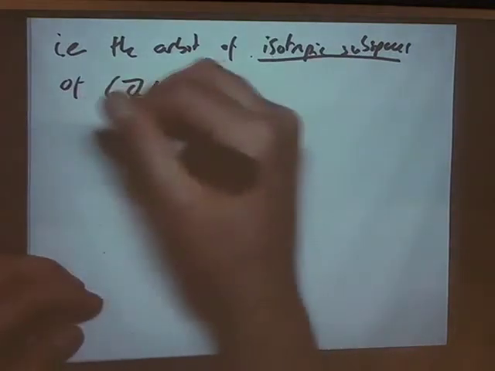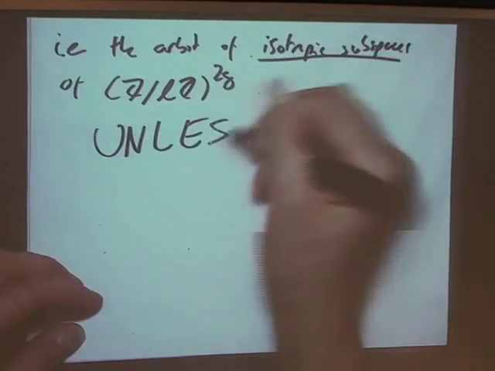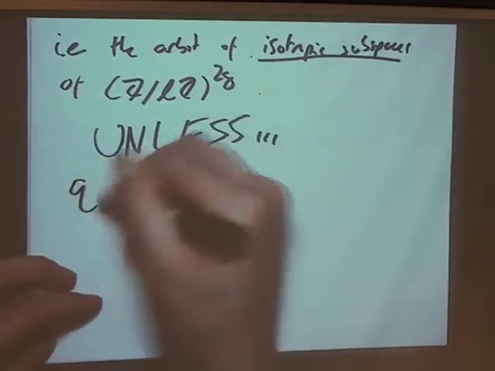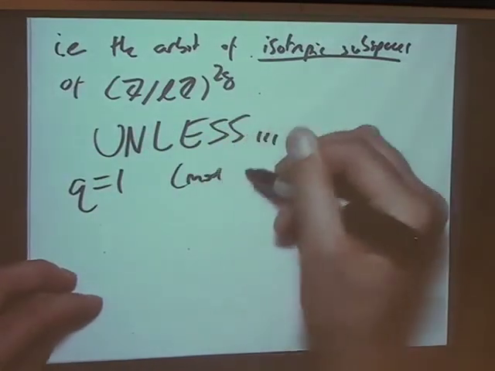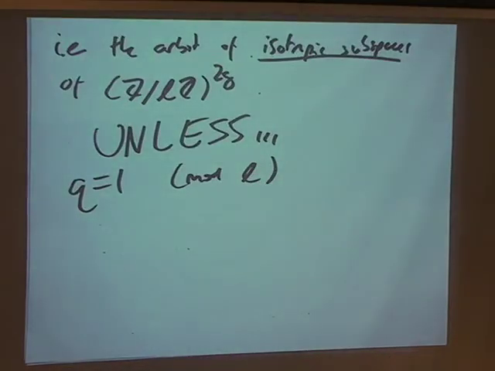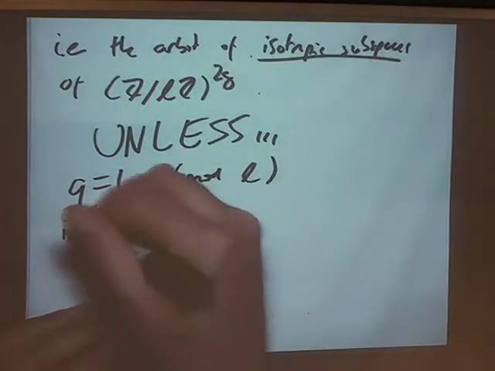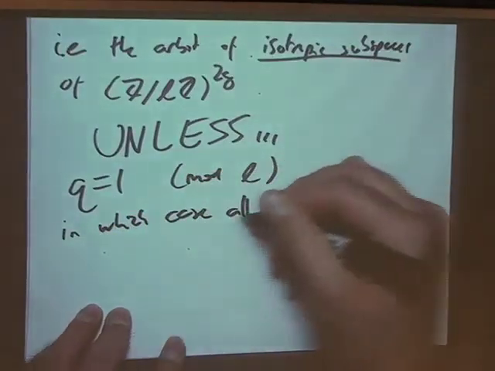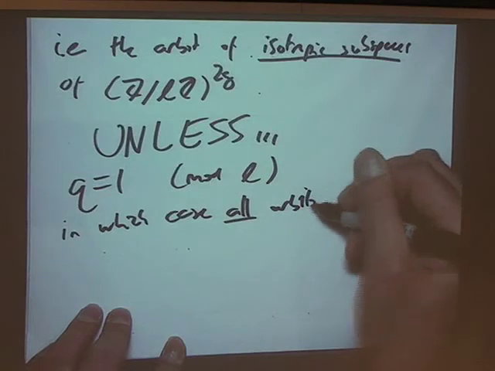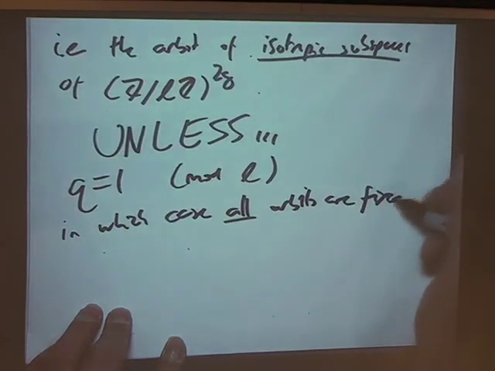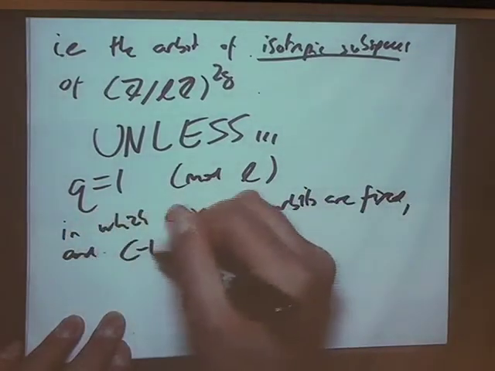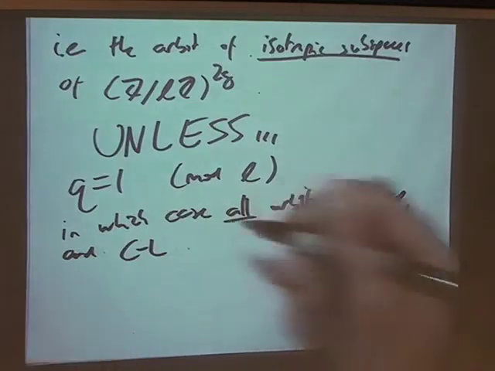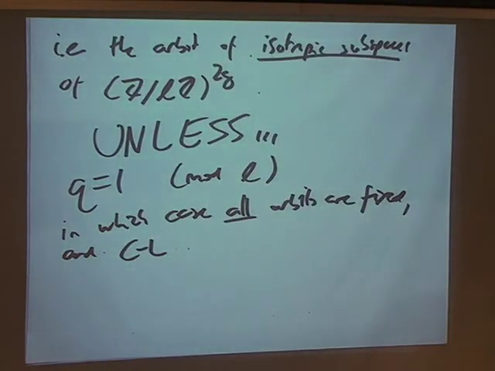So unless Q is 1. And of course, I mean Q is 1 mod L, because we're in a mod L situation. In which case, all orbits are fixed. And the Cohen-Lenstra distribution is just replaced by something else. Somehow the Cohen-Lenstra averages that I wrote down, the conjecture just should not be right in that case.